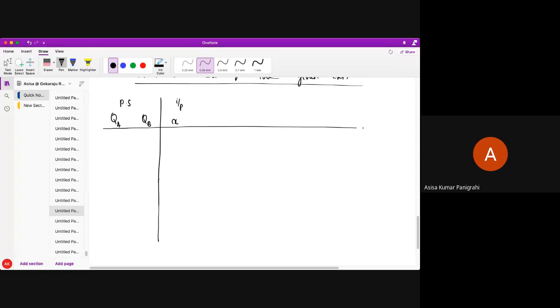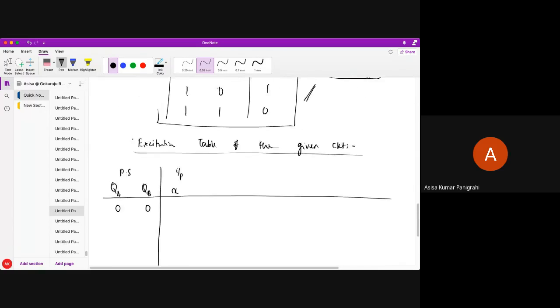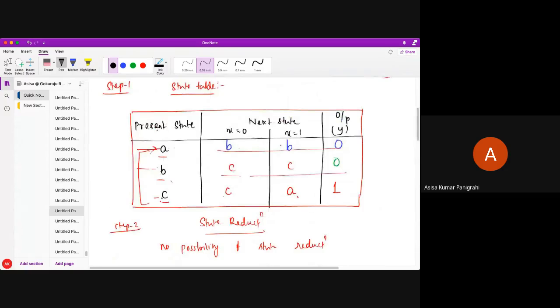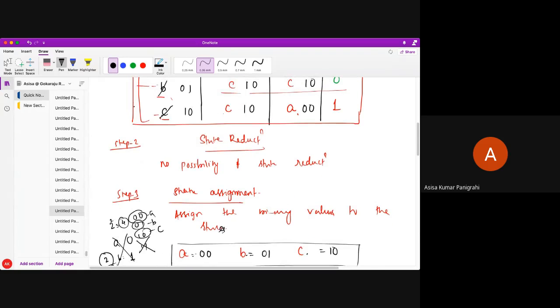Let's say I am in present state 0 0. Remember, all these things have first been converted to binary values. A is 0 0, B is 0 1, C is 1 0. You can do it this way. This table will come up here after state assignment.